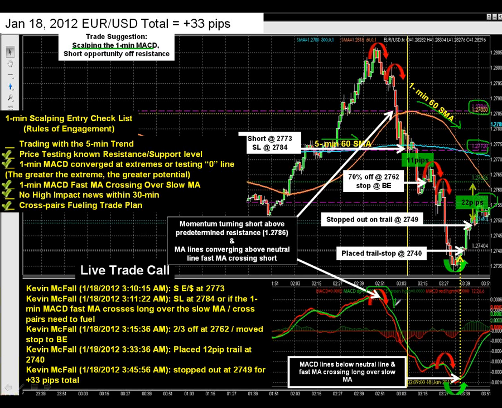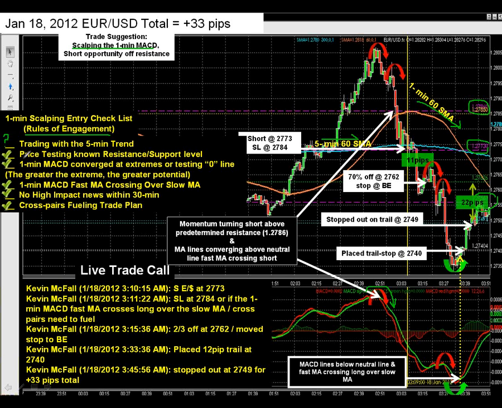Here, what we're waiting for is the MACD to show us where the momentum is within this channel. In this case, we have a checklist, a part of our rules of engagement checklist. The first part of our checklist is, are we trading with the 5-minute trend? Well, it's somewhat questionable, since we know the 5-minute trend is pretty much neutral at this point. So I didn't check that off.